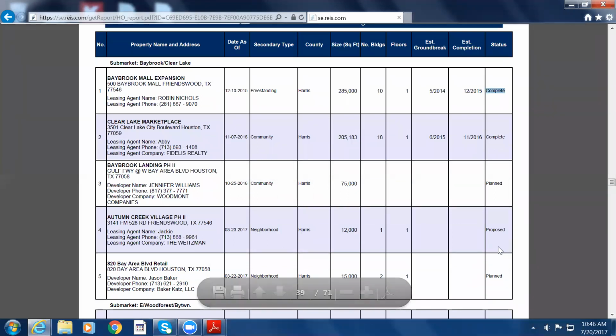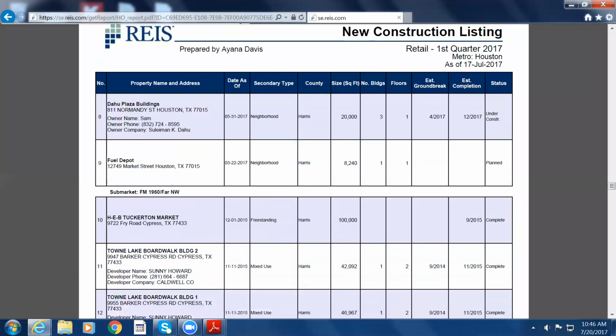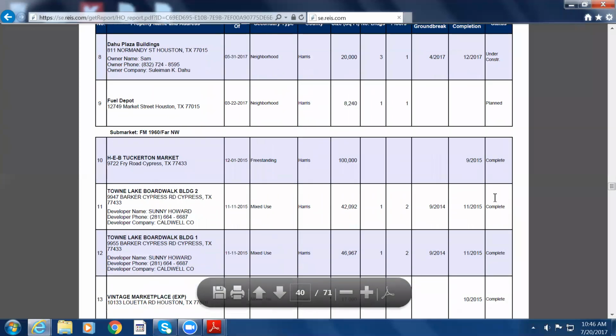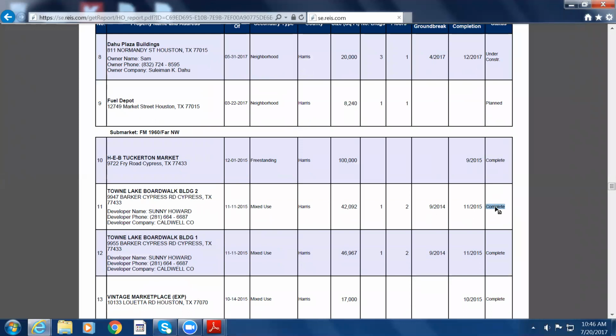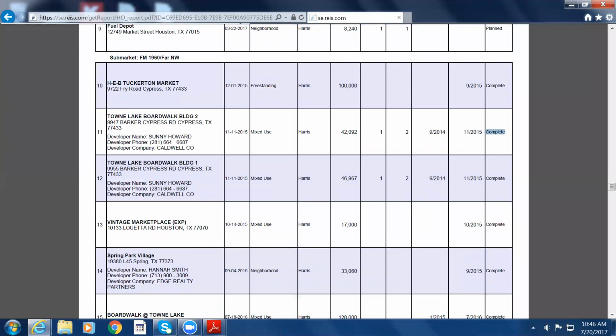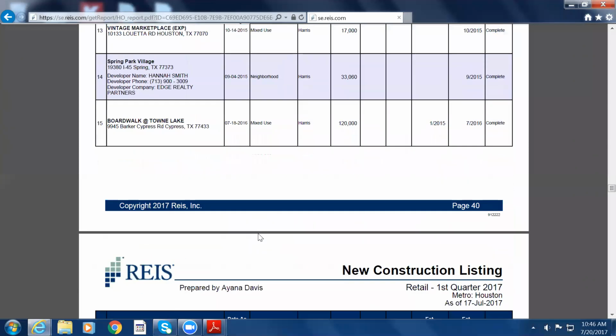So I see mostly community neighborhood. Let's just scroll down here. You see some freestanding buildings. There's a mixed use property. This one's in Cypress. Actually, it was completed. So we will keep these properties on here for 2 years just so you can see, again, the pipeline. A couple mixed use here. Actually, a lot. Mostly in Cypress.